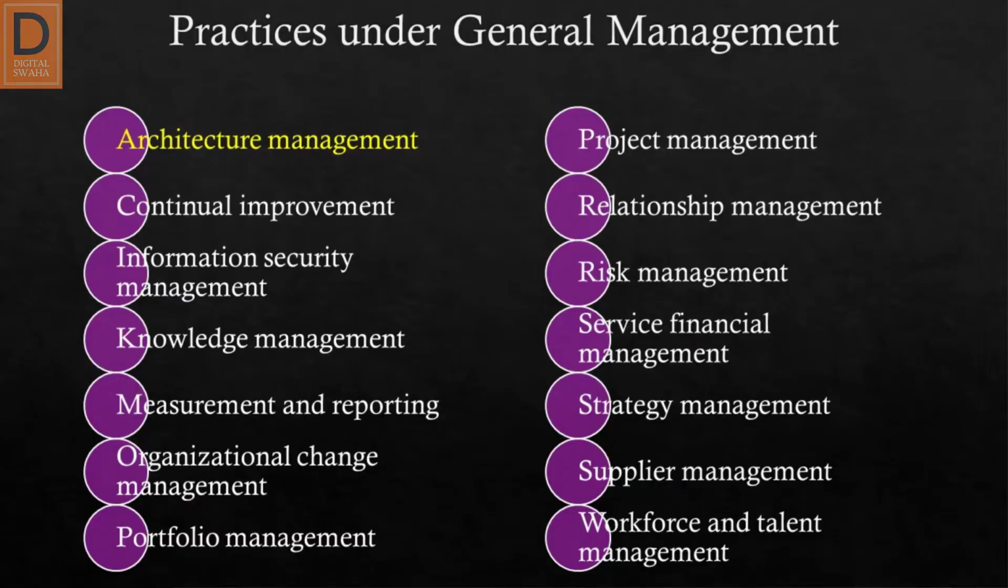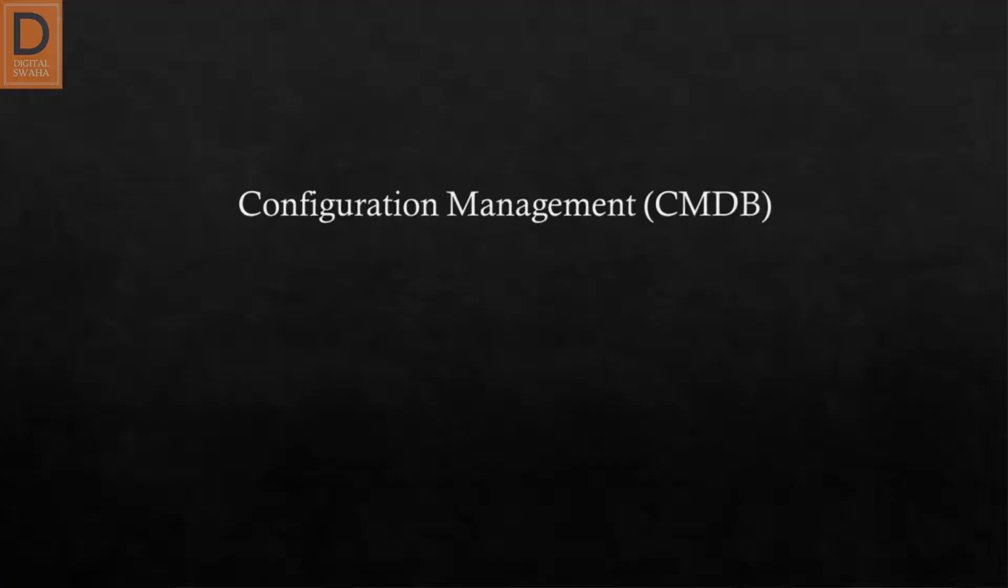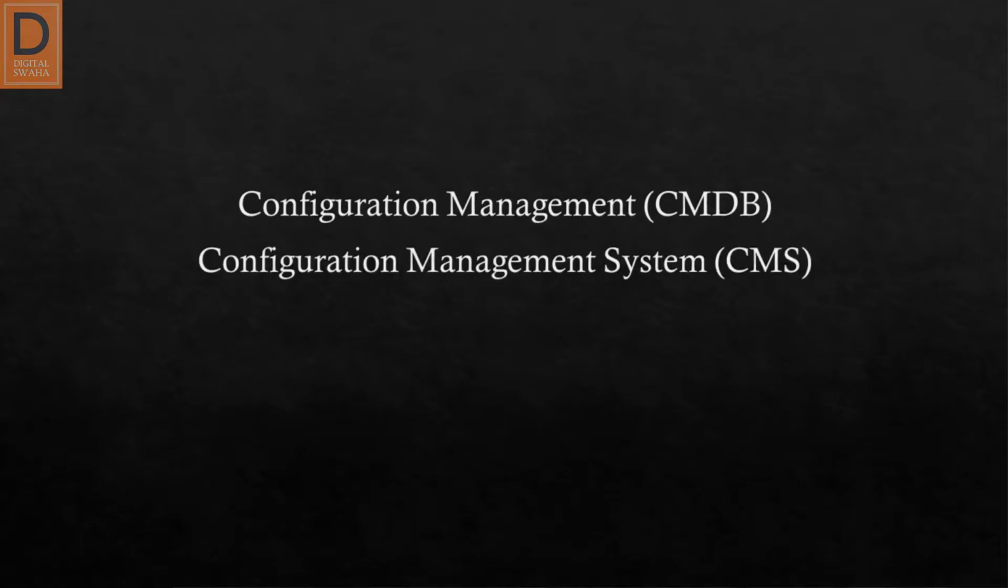Now, let us get back to architecture management practice. There are 14 practices under general management practices, and the architecture management practice is the first practice under it. If you are familiar with ITIL V3, then you would know about the Configuration Management Database (CMDB) and Configuration Management System, which is CMS. Architecture management practice is an extension of CMDB. Its scope stretches well beyond what the CMDB was catering to.